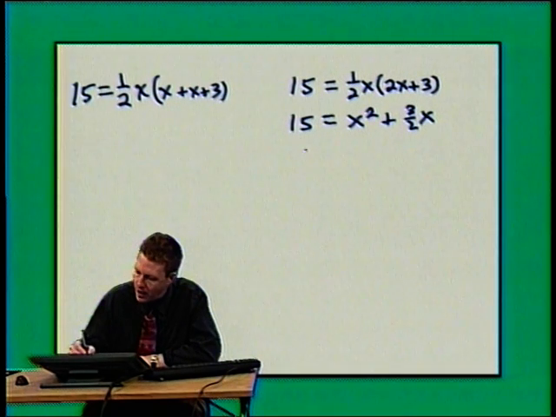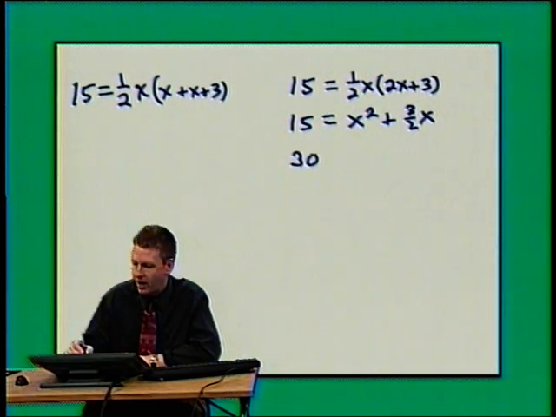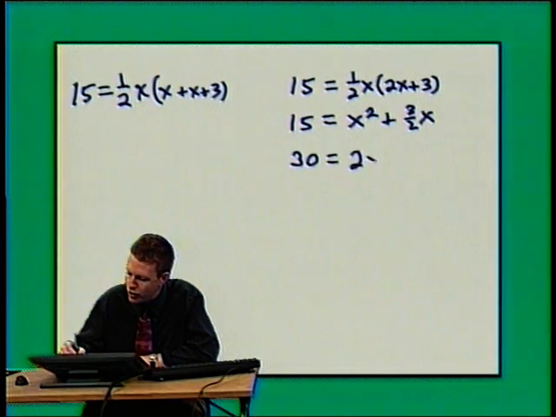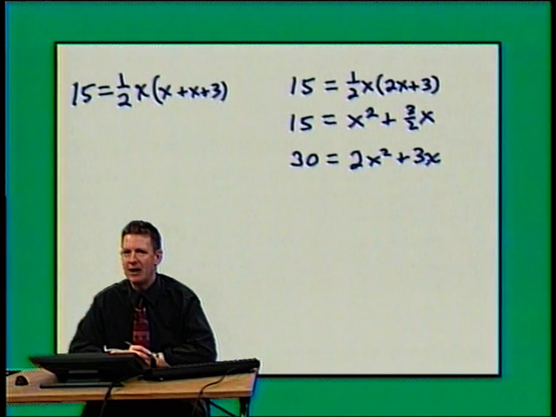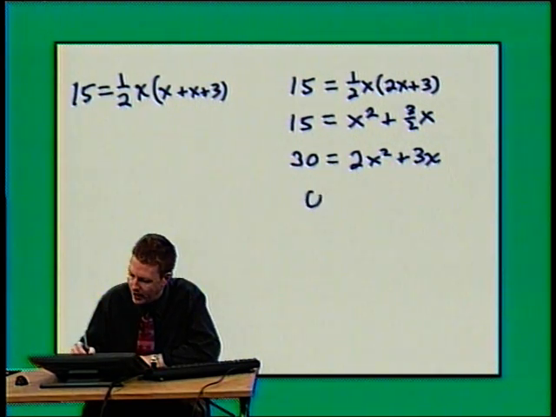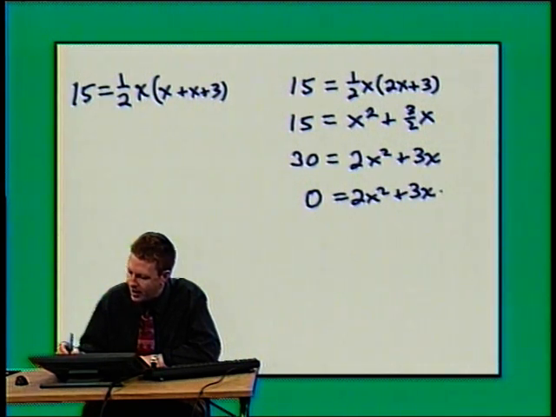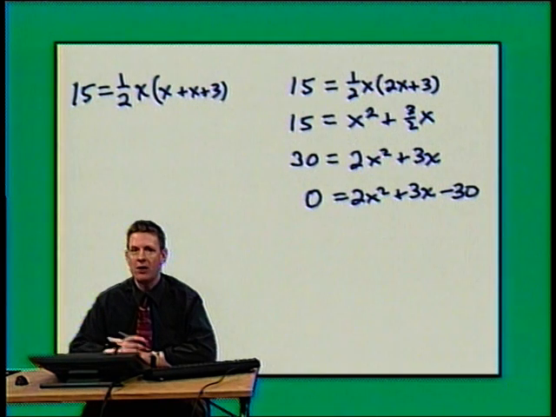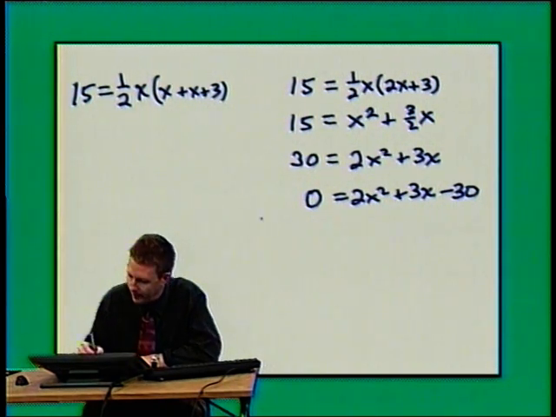When I do that, on the left I'll have 30. And on the right, making sure I distribute 2 to both terms, I'll have 2x squared plus 3x. Let's make the left side of the equation 0 so that the coefficient on x squared is positive. 0 equals 2x squared plus 3x minus 30. And I'm not going to even think about how this factors because my leading coefficient isn't 1. I'm going to go straight to the quadratic formula.